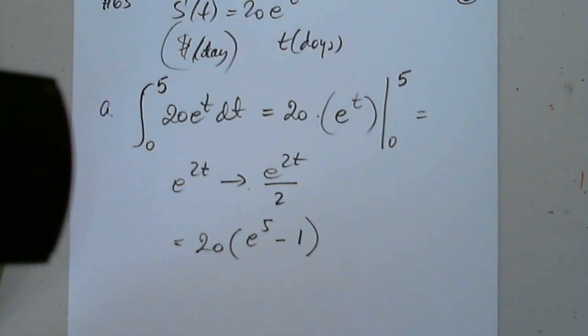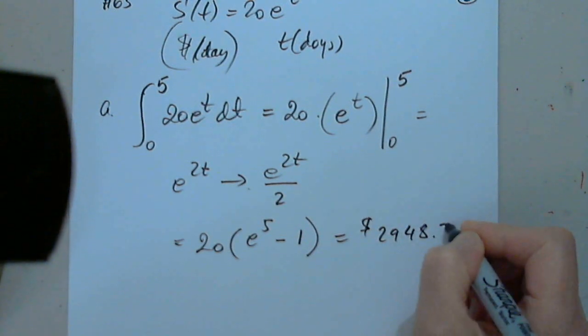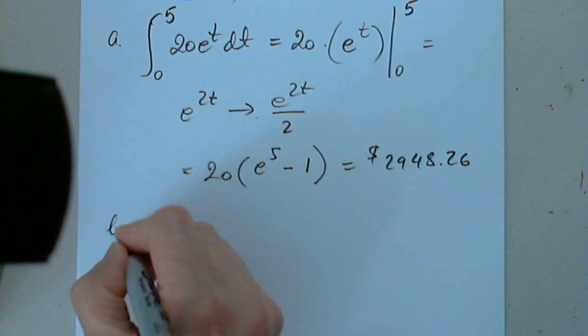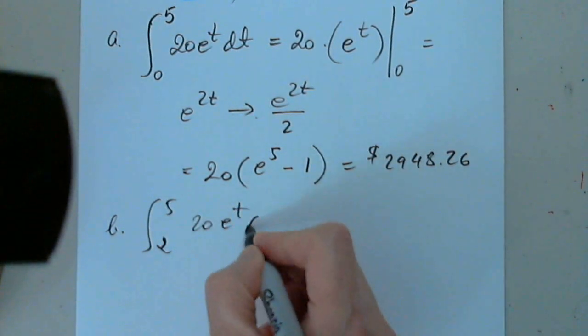Okay, 2948.26. Very good. How will you determine the accumulated sales from the beginning of the second day through the 5th day? How are we going to determine that? Is it the definite integral from 2 to 5? That's it. So in part B, the integral from 2 to 5 of 20e to t dt.